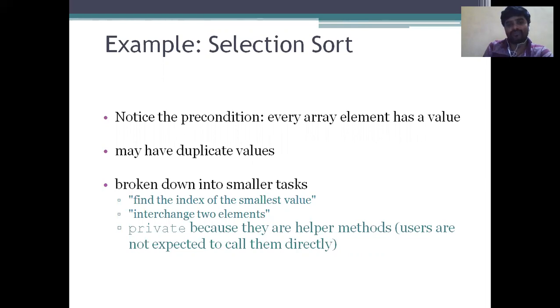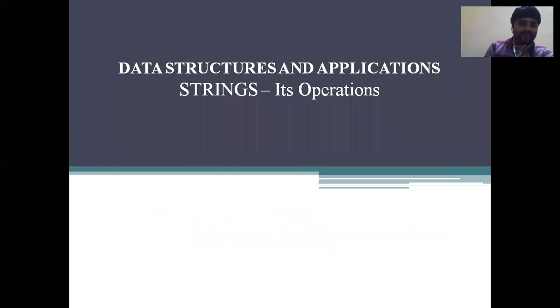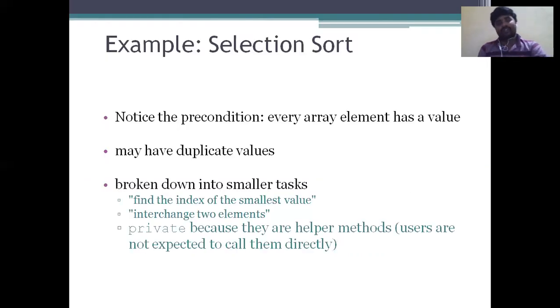Find the index of the smallest value, and interchange the two elements. These are private helper methods, because users are not expected to call them directly. So this is about array operations.